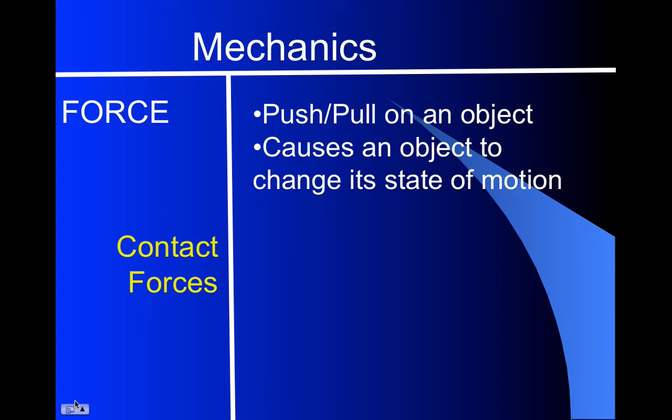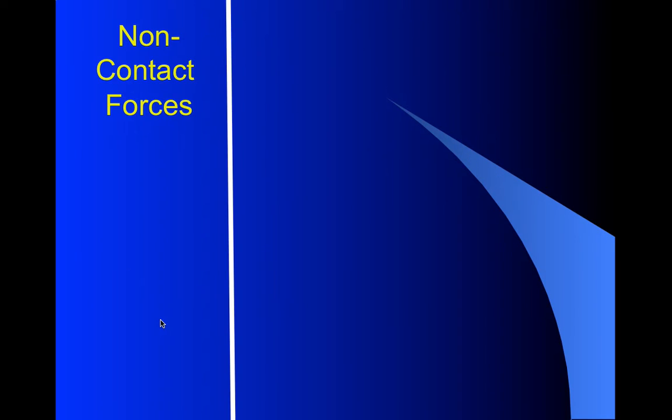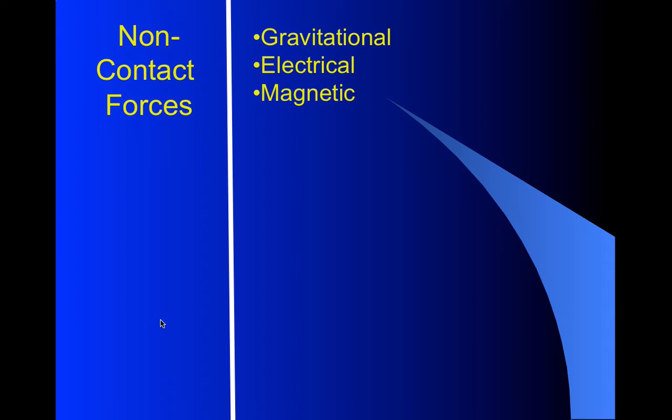Now, there are two different categories of forces, and these are contact forces and non-contact forces. I'm not going to go into each of them in detail, however, you are familiar with some of them, even if you're not familiar with the name of what it's called. So, for contact forces, there is friction, tension, normal forces, air resistance, applied forces, and spring forces. Now, for non-contact forces, there is gravitational, electrical, or magnetic forces.